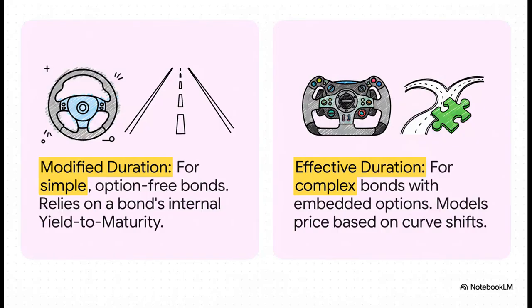But here's the thing. Not all steering wheels are built the same. Modified duration works perfectly for your standard, simple, option-free bonds. The plain vanilla stuff. But our client, the insurance company? Oh no, they've got complex bonds in there, things with embedded options, like callable bonds. And for those, you need a much more sophisticated steering wheel. That's where effective duration comes in. It's not just looking at one simple yield, it actually models how the bond's price is going to react when the entire benchmark yield curve moves, which is crucial when you have those tricky options to worry about.